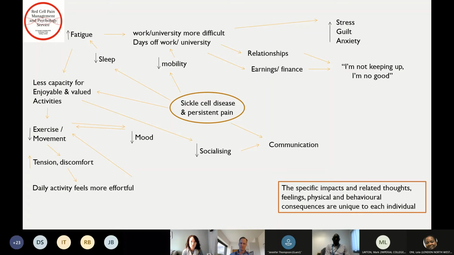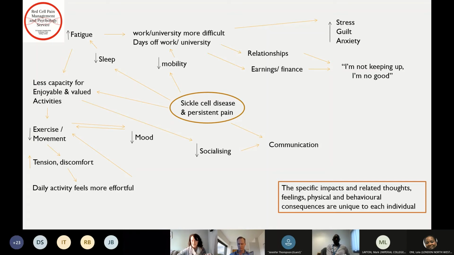So someone might describe that now that I'm able to exercise or move less, I'm starting to get more tension and more discomfort in my body. My daily activity is feeling more effortful. And in that circumstance, it would make sense that I might avoid movement and activity a bit more. I might feel less able to do it. And then we can start to see these really tricky cycles developing where activities might become more difficult over time.